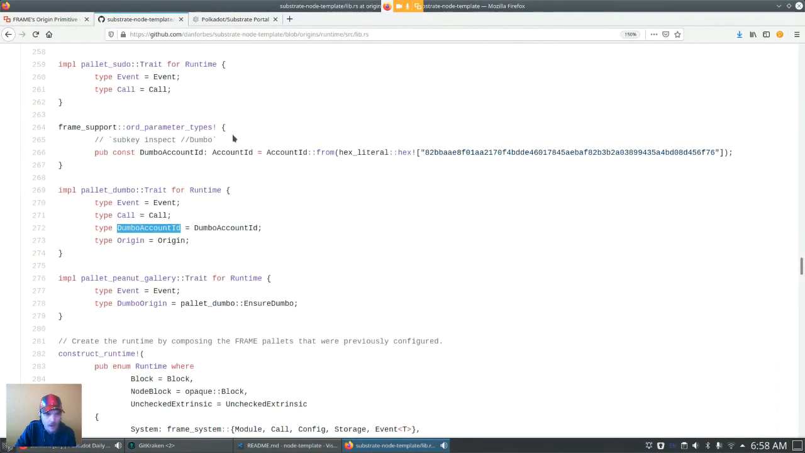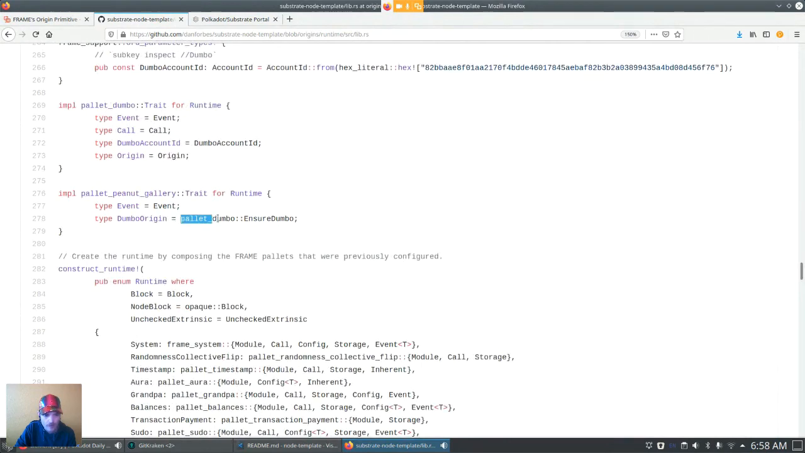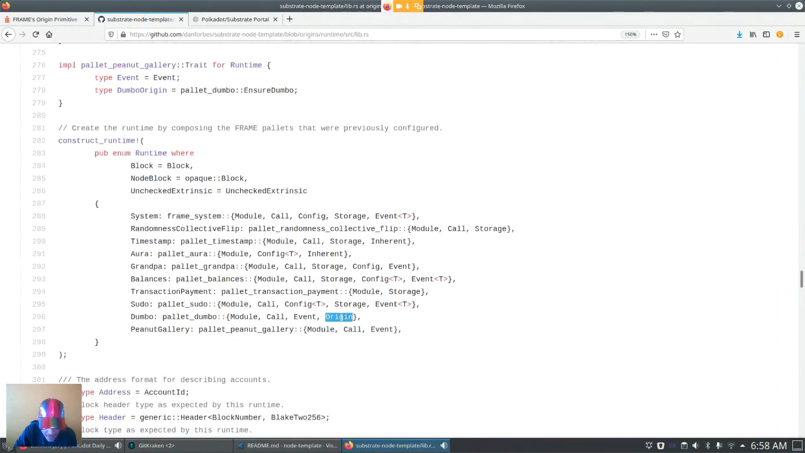We talked about that. Then you see that we're grabbing that ensure Dumbo struct, talked about configuring the peanut gallery palette with that. So that's how that is all happening. And then that right there is where the macro magic happens. So you can see that none of these other palettes have this origin attribute here. They have module and call and config, some of them, but none of them have the origin one. And that's because none of these other palettes define custom origin. Only the Dumbo palette does that. And so this is what provides all of that convert plumbing for you, the macro magic.